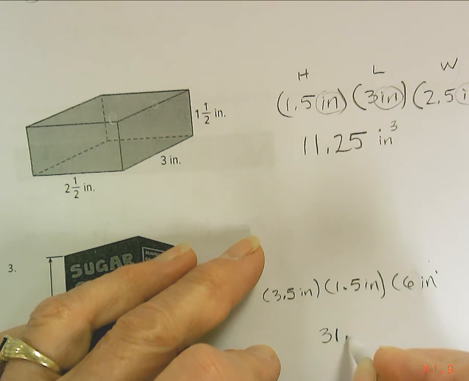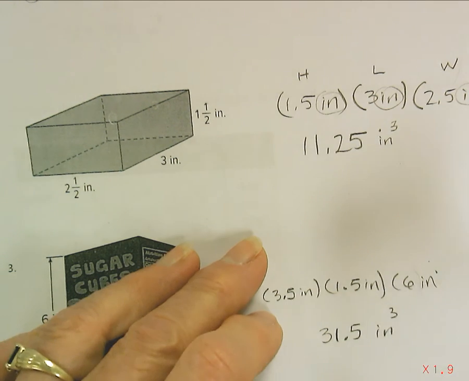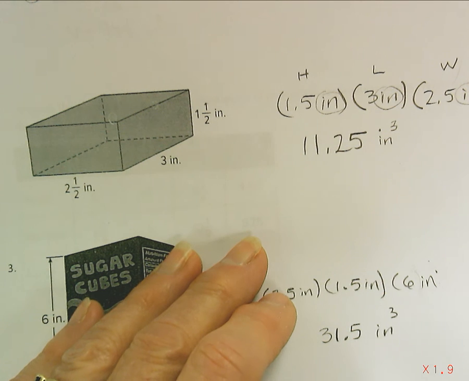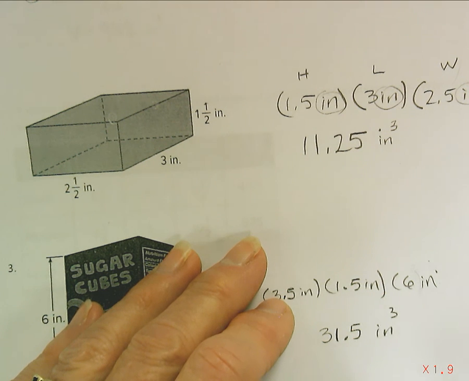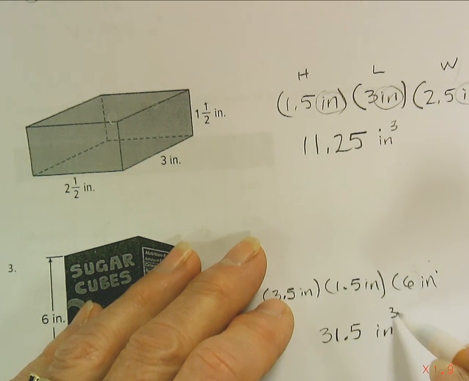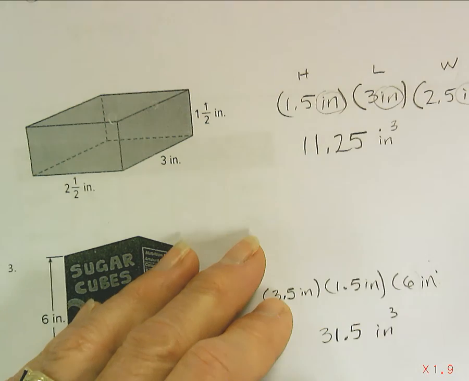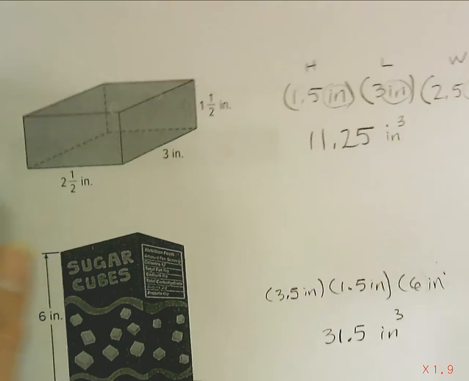31.5 what? Inches cubed. Now I am going to want units on this. How many times did you multiply inches? So that's why you've got the little 3. Remember, an exponent shows repeated multiplication. So it's inches times inches times inches. Okay, everybody good?